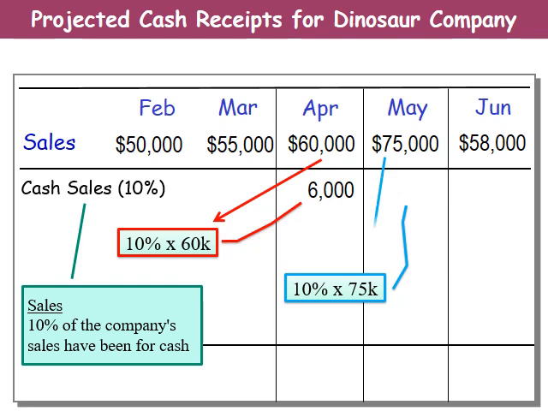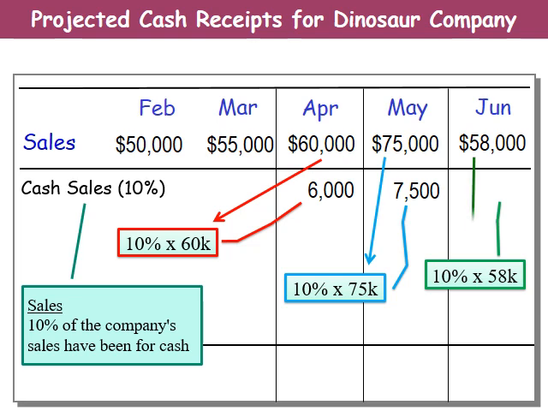10% times 75K is 7.5K. So 7.5K is collected immediately in May. 10% times 58K gives you 5.8K.